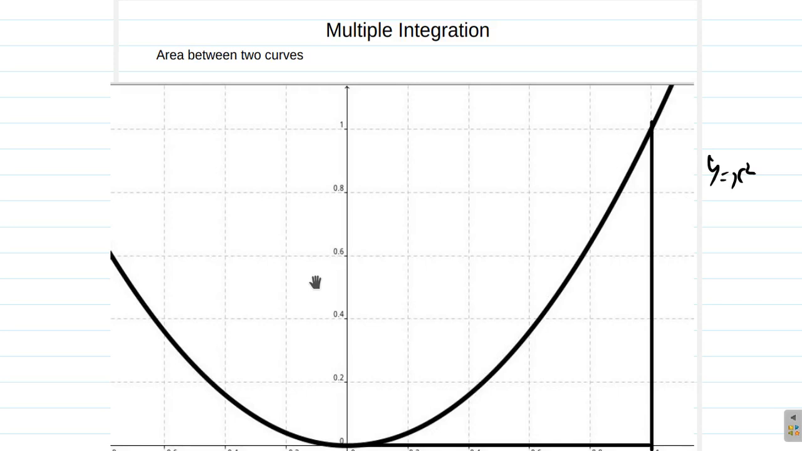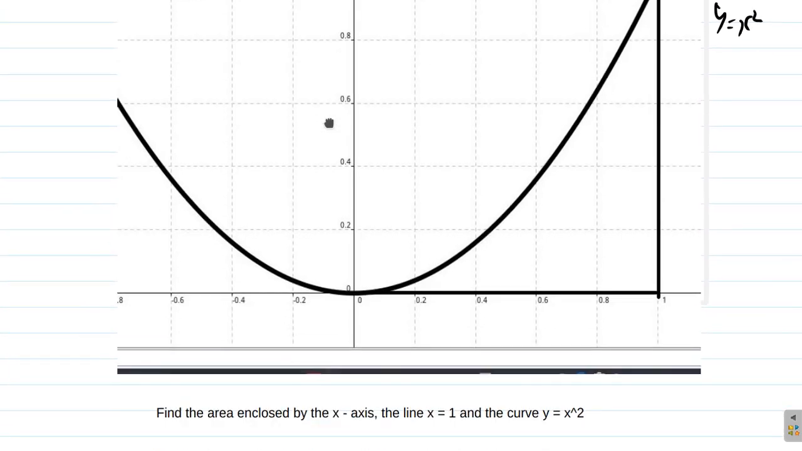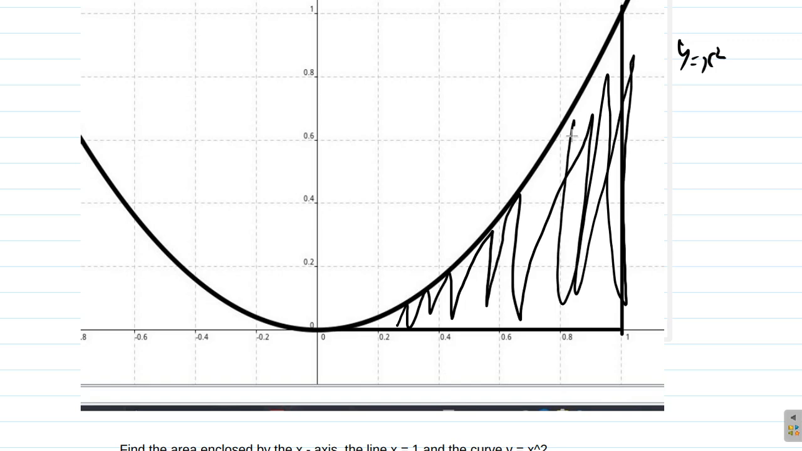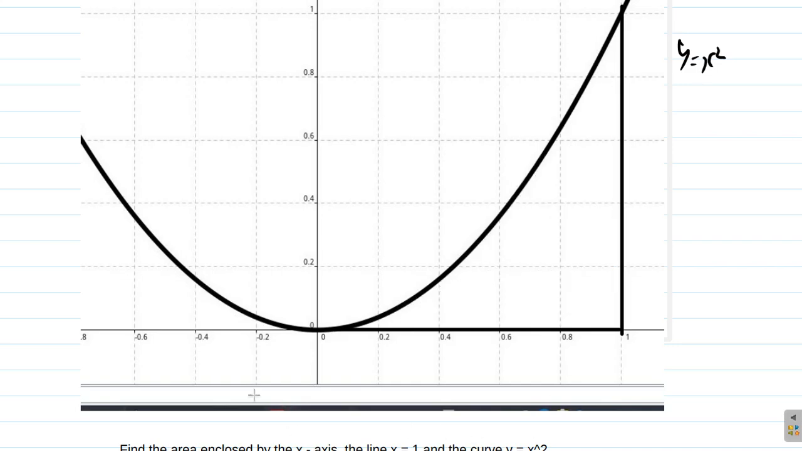Here we continue looking at multiple integration. We have the graph of y equals x squared. The question here: find the area enclosed by the x-axis, the line x equals 1, and the curve y equals x squared. That area would be this area here that I'm shading. That's the area that we need to find.